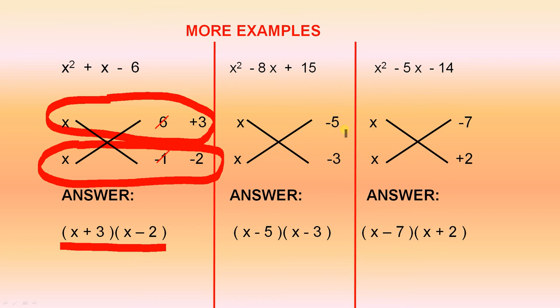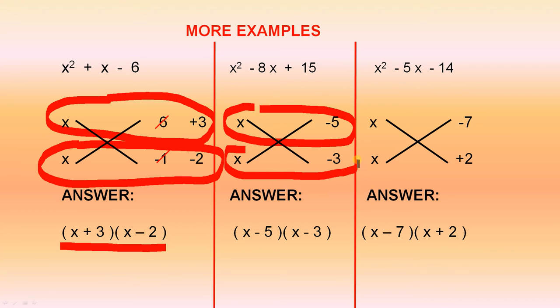Now if you remember from an earlier video, I'll just remind you, minus 3 times minus 5 is plus 15, because minus times minus gives you plus. So to write the answer, we go this way, and this way, and we have x minus 5 times x minus 3.